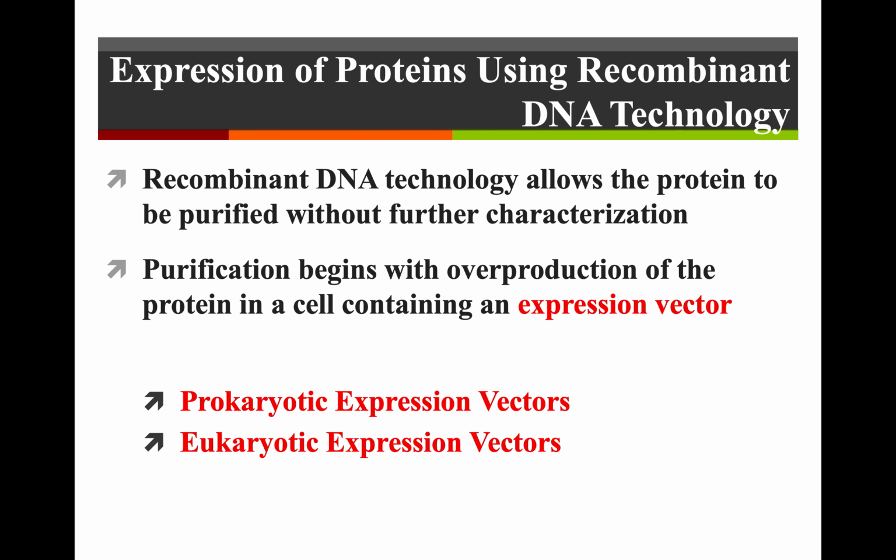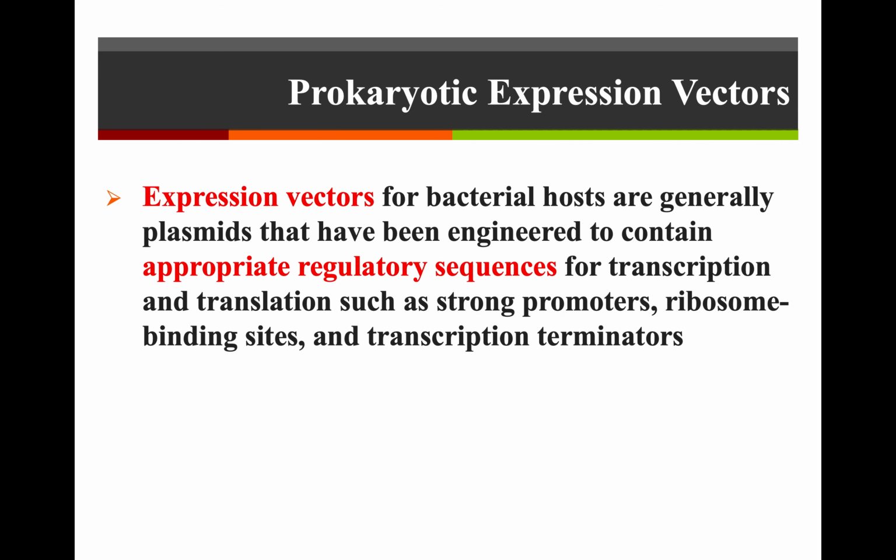So the expression of proteins using recombinant DNA technology usually would allow the protein to be purified without further characterization. Because we used the fusion protein just now, we know for sure that the protein would be made. So purification could begin with overproduction of the protein in a cell containing the expression vector. And the expression vector we are talking about here could be either a prokaryotic or eukaryotic expression vector. So an expression vector is different from your typical vector, because when we say expression vector, it means that it helps to express the gene further and better. So let's have a look at prokaryotic expression vectors first before we look at the eukaryotic expression vector.